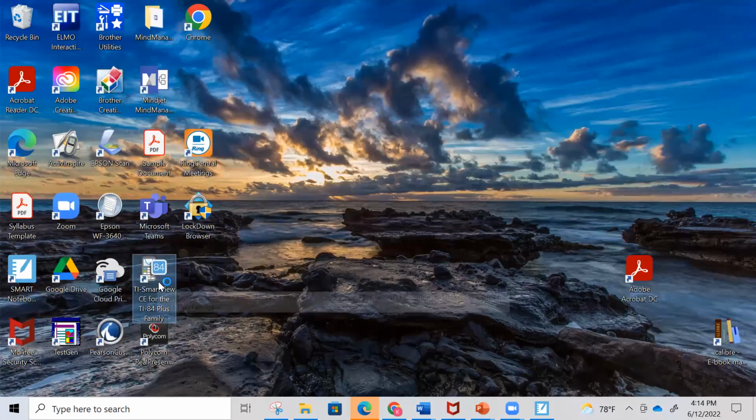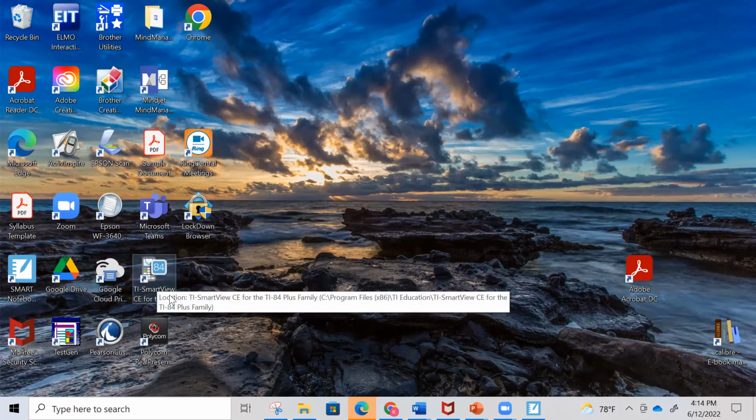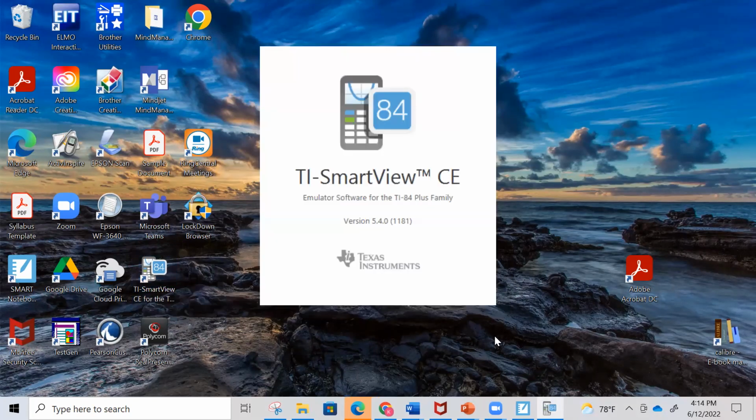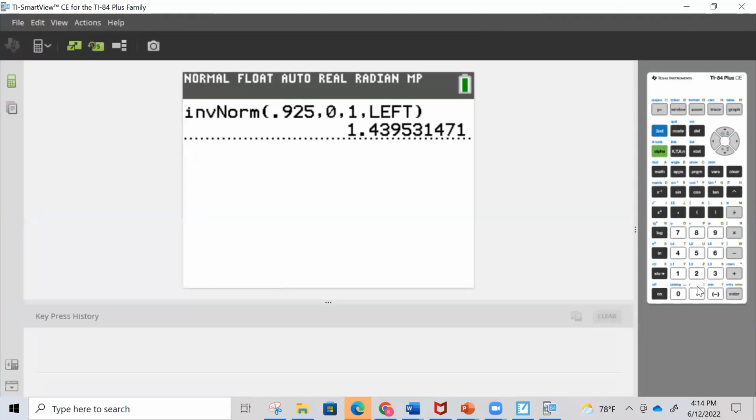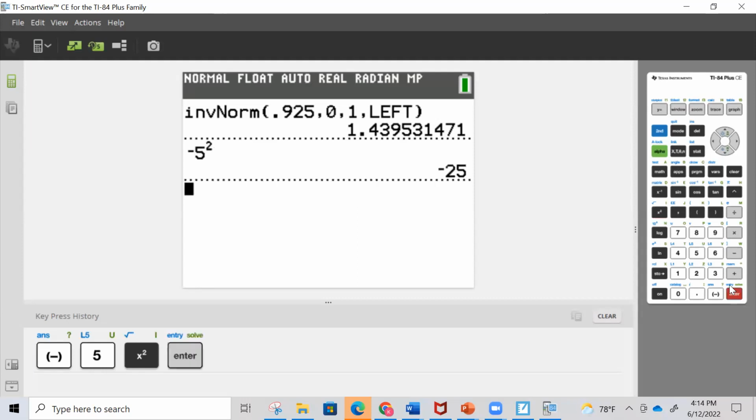I just want to show, if you have a TI or any other calculator, it's really easy to make a mistake on these, and a lot of students do. Whenever you have a negative and you're squaring it, you have to put it in parentheses. If you just put -5 squared, it's going to give you -25, and that should be a red flag, because when you square something, it's always positive, because you're multiplying it by itself, and a positive times a positive is always positive, and a negative times a negative is always a positive.